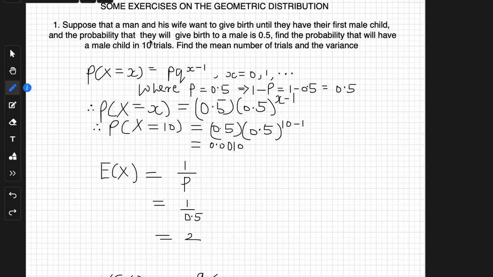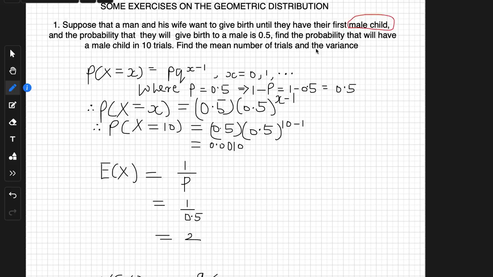10 trials. And we've been given the probability that they will give birth to a male child. So now we have to find the probability that they will have a male child in 10 trials and find the mean number of trials and the variance. So let's go again. Suppose that a man and his wife want to give birth until they have their first male child. So this is what you should look for at any point in time. Once you see this, you know that it's going to be a geometric distribution. How? They are performing until the first success. In this case, the first success, what is called success, is a male child.